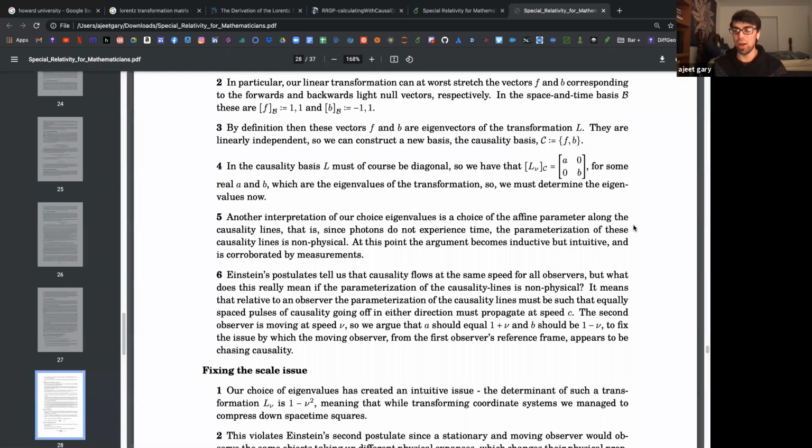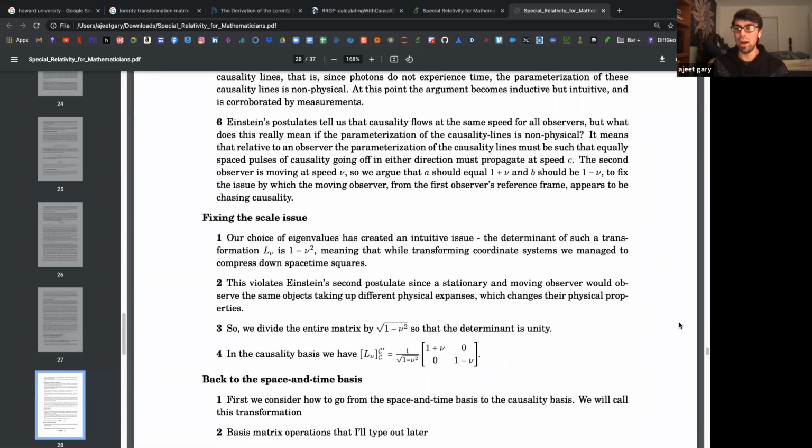Dang, we seem to have squished space and time in the process of doing this transformation. If nu is 0.5, then 1 minus nu squared is 0.75, which means that the whole volume of space-time gets squished down by a factor of 0.75. This violates Einstein's second postulate of special relativity. Why? He said that physics is the same in all reference frames.